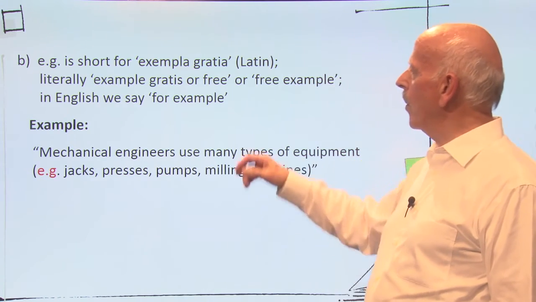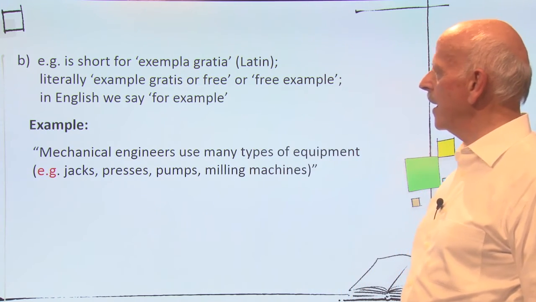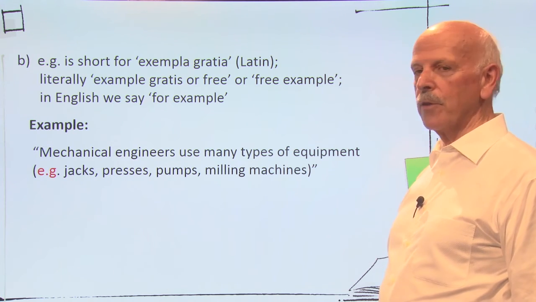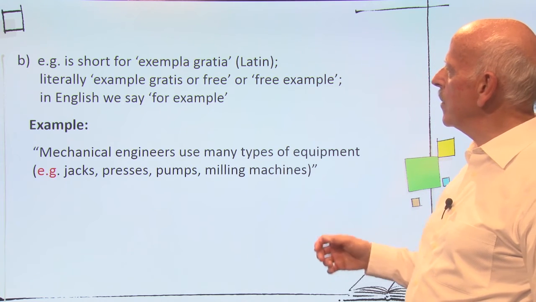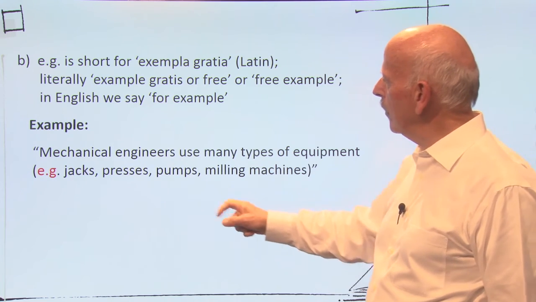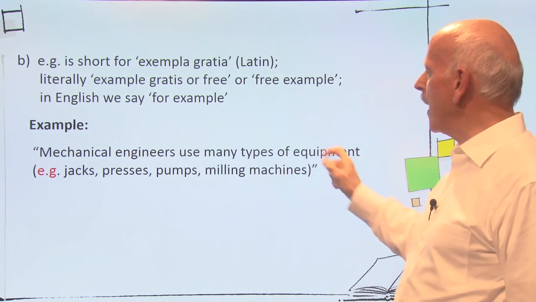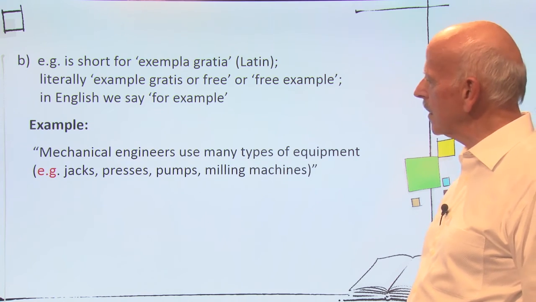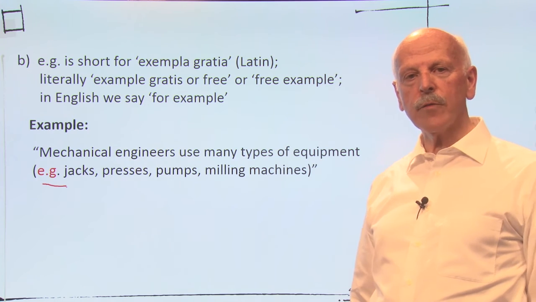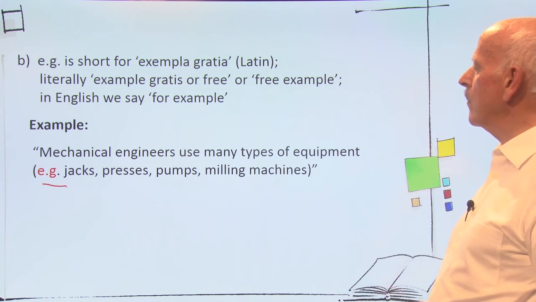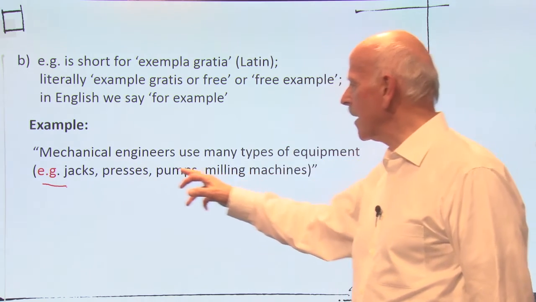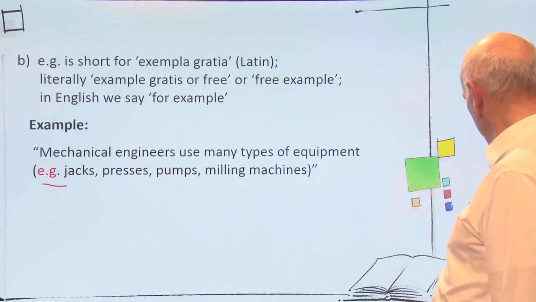e.g. is short for exemplar gratia. Again, it's Latin. Literally, it means example gratis or free. And in English, we say for example, a free example, so to speak. Here's the example for you to think about. Mechanical engineers use many types of equipment, e.g., instead of writing the words for example, we use jacks, presses, pumps, milling machines. So, e.g., jacks, presses, pumps, milling machines.